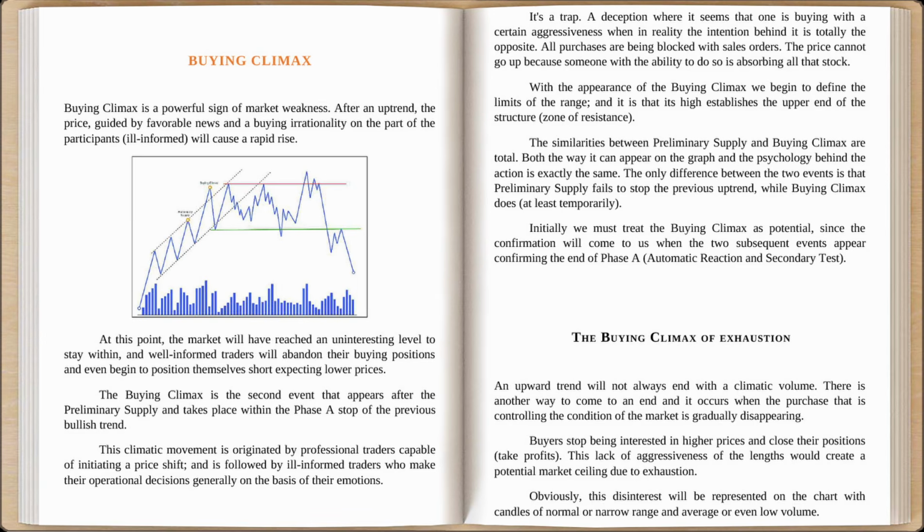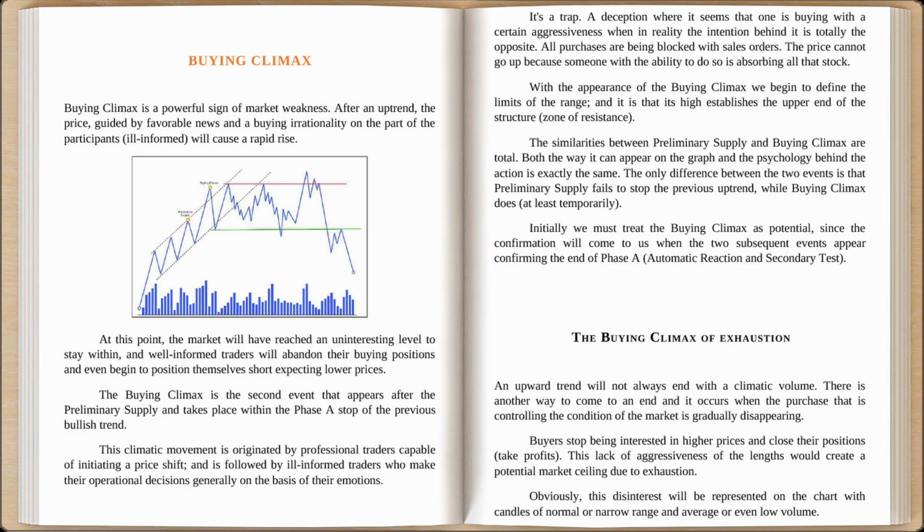The similarities between preliminary supply and buying climax are total. Both the way it can appear on the graph and the psychology behind the action are exactly the same. The only difference between the two events is that preliminary supply fails to stop the previous uptrend, while buying climax does, at least temporarily. Initially, we must treat the buying climax as potential, since the confirmation will come when the two subsequent events appear confirming the end of phase: automatic reaction and secondary test, the buying climax of exhaustion. An upward trend will not always end with a climatic volume.